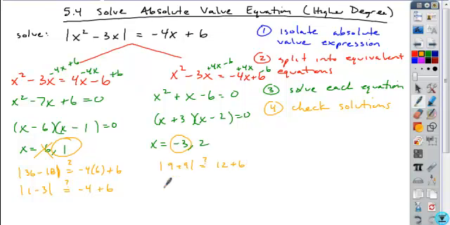And then finally test for 2. 2 squared is 4 minus 3 times 2, which is 6. Is that equivalent to negative 8 plus 6? Again, absolute value cannot equal a negative number. So 2 is going to be extraneous as well. So the only answers that work in this particular case are negative 3 and 1.